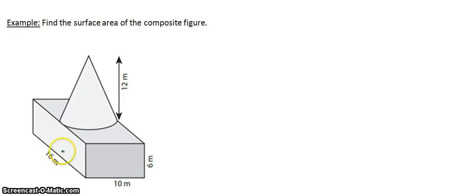So an example is to find the surface area of this shape that's made up of a rectangular prism and a cone. And what I want you to do first when you are going to find the surface area of a composite figure is to just separate each shape and figure out how you'd find the surface area of that piece. So the first piece is a cone, which looks something like this. And the second piece is a rectangular prism.